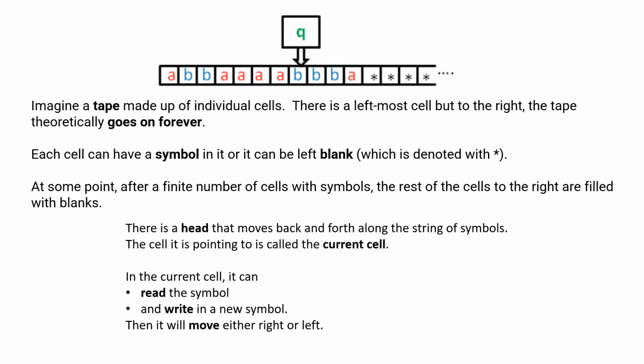Now, in the current cell, when the head is pointing to it, the head can read the symbol, can tell what's in that cell, and it can write in a new symbol if it's set up to do that. So it can read, and it can even replace with a new symbol. And then after it does those two things, it will move either right or left to the next cell over. So it'll either move one cell to the right or one cell to the left.